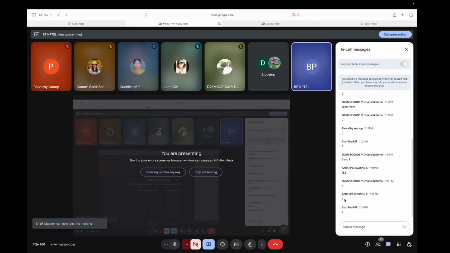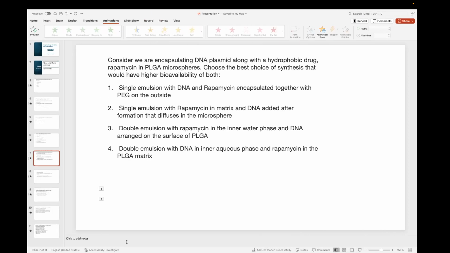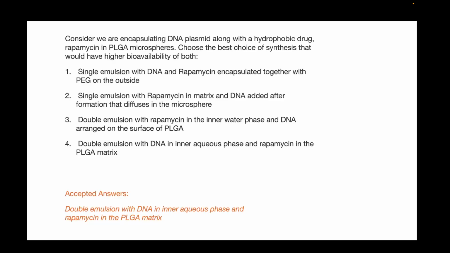Option 4. Okay. Yes, all of you are correct. Option 4 will be the correct answer. Double emulsion with DNA in inner aqueous phase and rapamycin in the PLGA matrix.